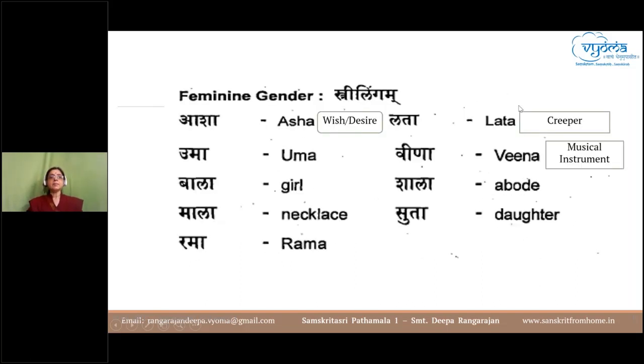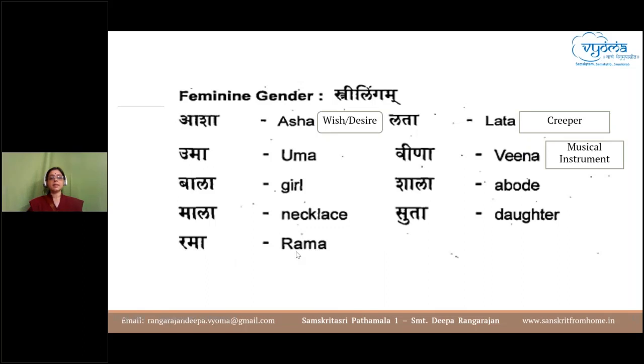Next, we have some Strilingam words. Most of these are names, but they also have other meanings. The first word is Asha. Asha means wish or desire. It is also just a name, Asha. Then we have Uma. Uma means goddess Parvati. Then Bala, girl. Mala, a necklace, can also be a name.